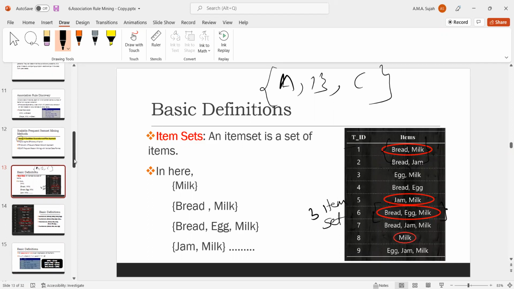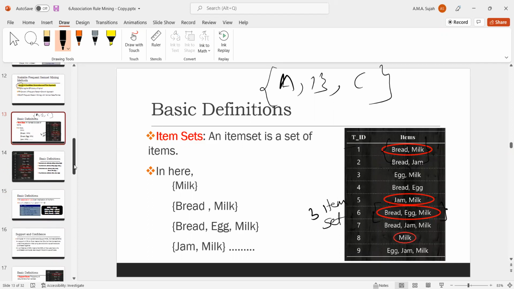So someone tell me an example of item sets. I will give you a scenario. You need to tell me what the item sets are.